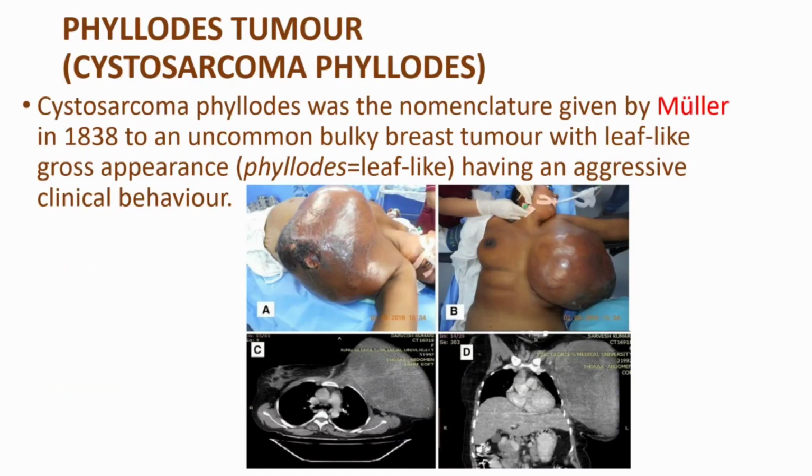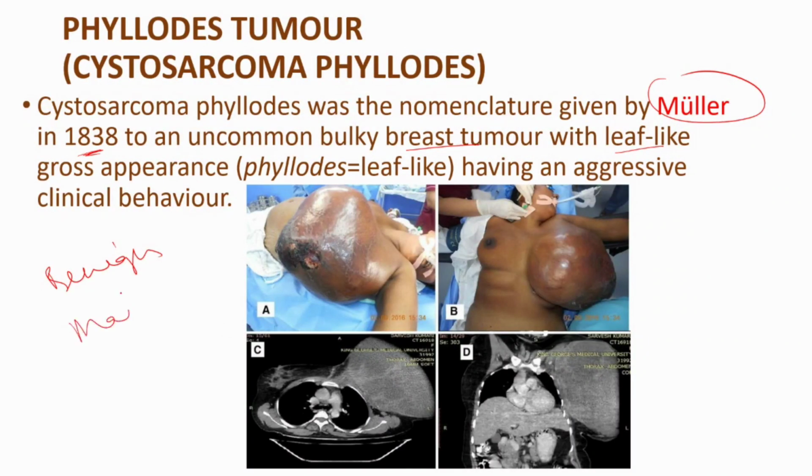Just let me show you the image of phylloids tumor. The name phylloids tumor was first given by Muller in 1838. These are bulky breast tumors. They are leaf-like structures, and their appearance is like a leaf, and they have aggressive clinical behavior. Actually, these are mostly benign type.